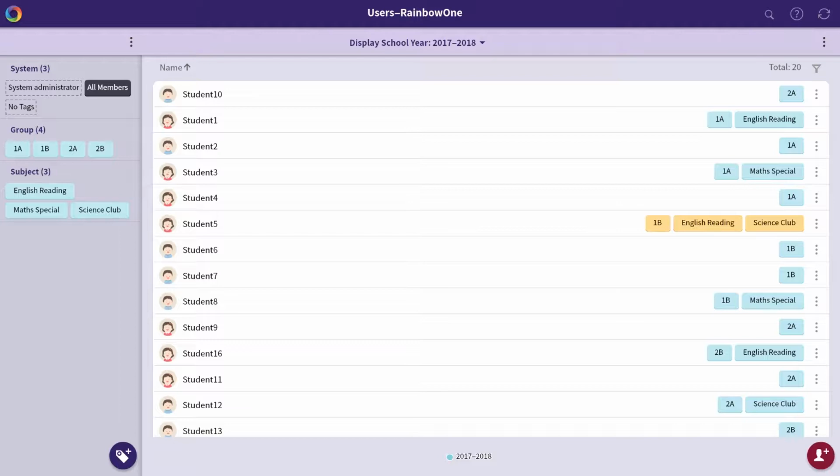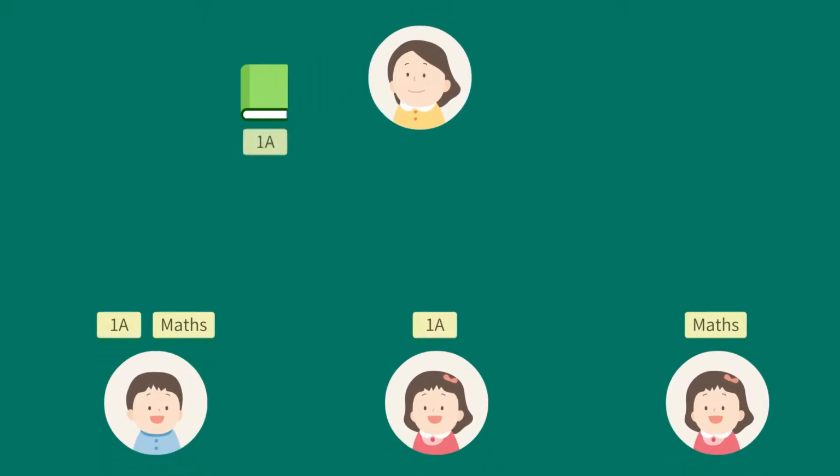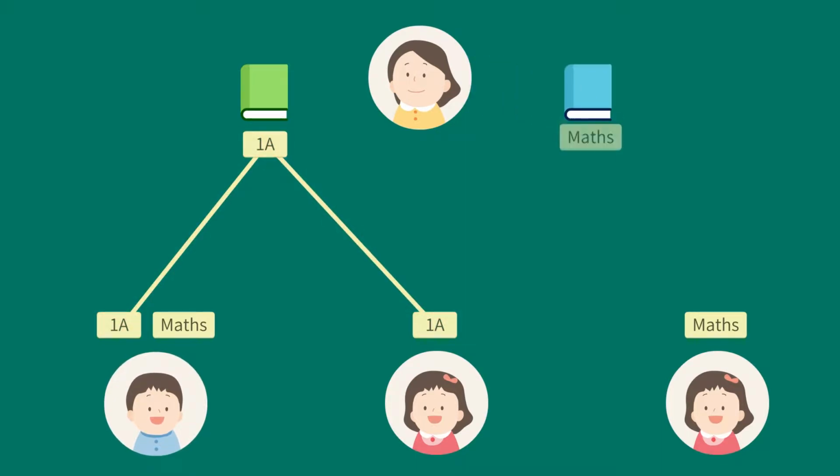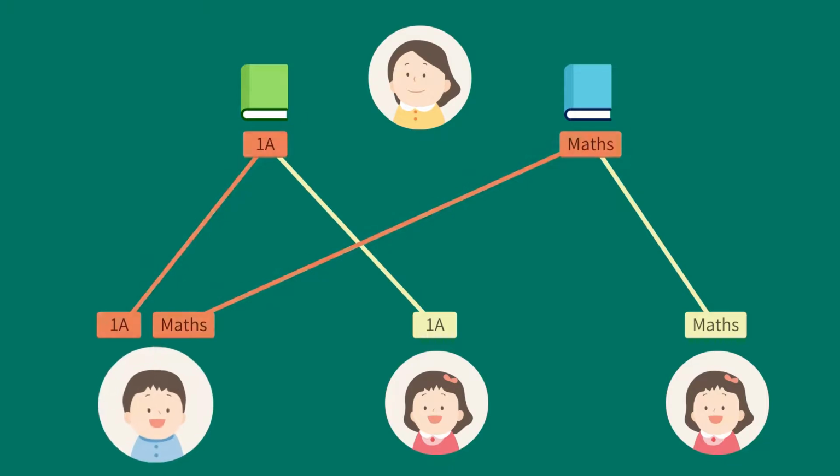Tags are used in separating students to have different lessons and access different books. For example, if a teacher shares an e-book to 1A, only students with the 1A tag can access the book. If the teacher shares another e-book to the math group, only students with the math group tag get the book. A student who holds both the 1A and math group tags could receive 2 books.